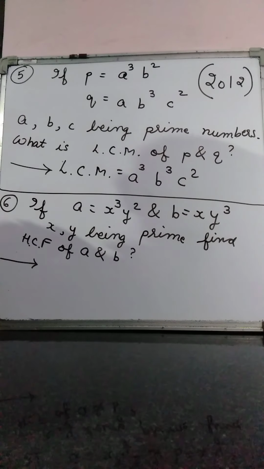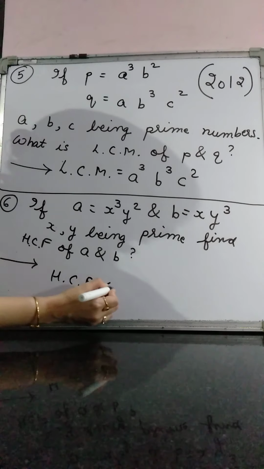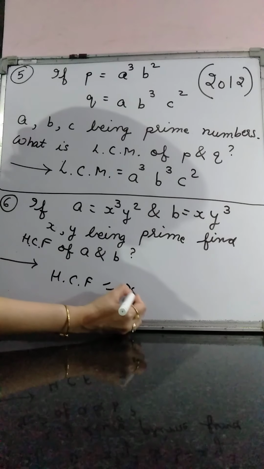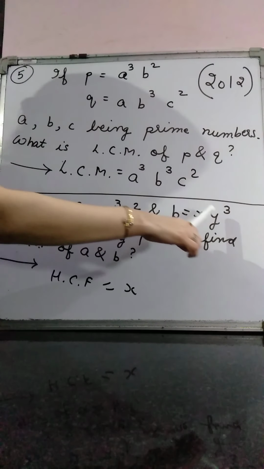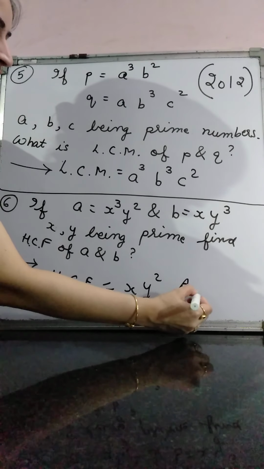Next question, if A is x cube y square and B is equal to x y cube, x and y being prime numbers, what is the HCF of A and B? In HCF, we take the smaller power. Between 3 and 1, the smaller is 1. The power of y is 2 in one and 3 in the other, which is smaller? y power 2. That is the answer.